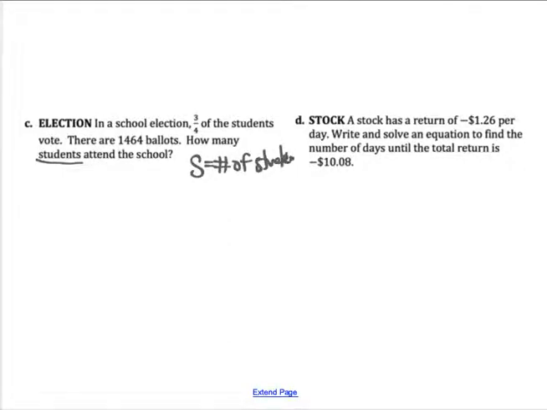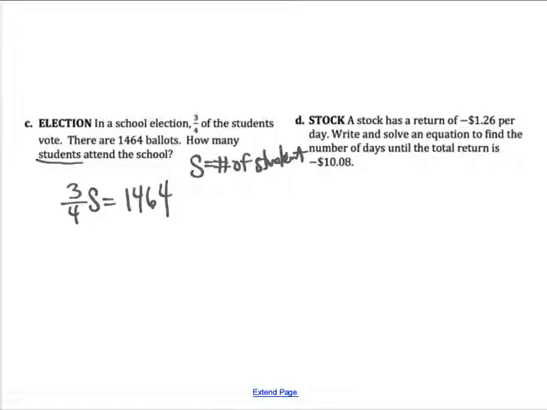Now it tells us that there were 1,464 ballots. Ballots are filled out votes. So we're going to say that 3/4 of the students equals 1,464. This is the setup for the problem. Next, move on to solving.